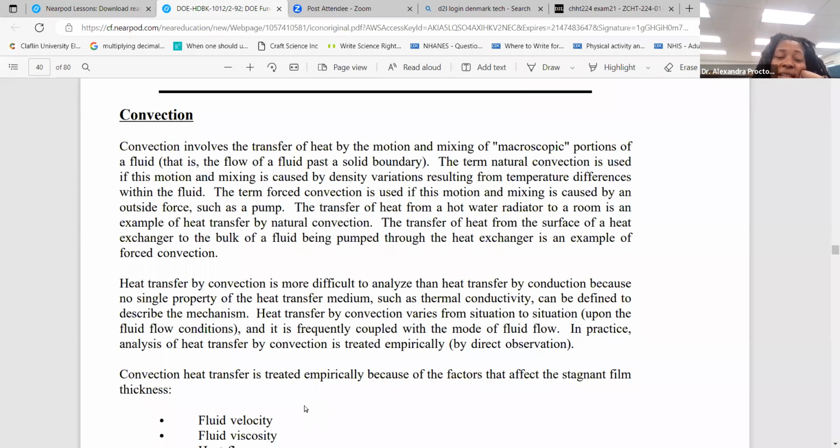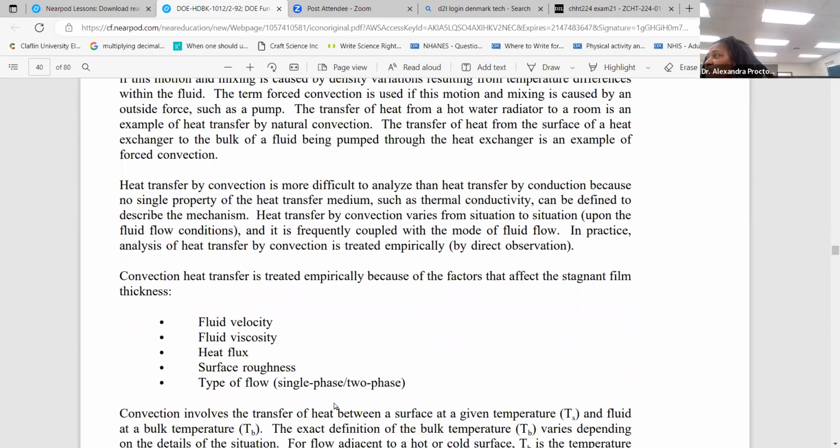So in practice, analysis of heat transfer by convection is treated empirically, or as something that is directly observed. Convection heat transfer is treated empirically because factors that affect the stagnant film thickness are fluid velocity, fluid viscosity, heat flux, surface roughness, and the type of flow, whether it is single phase flow or two-phase flow.